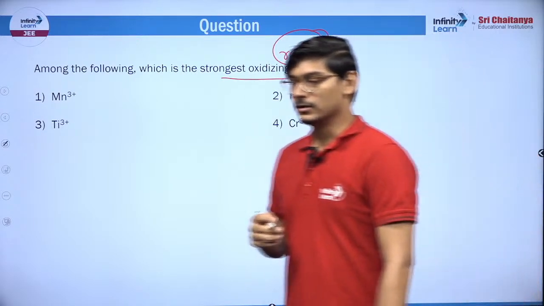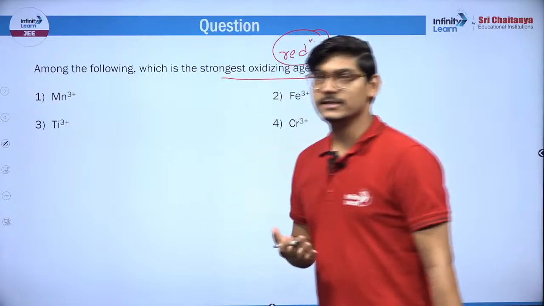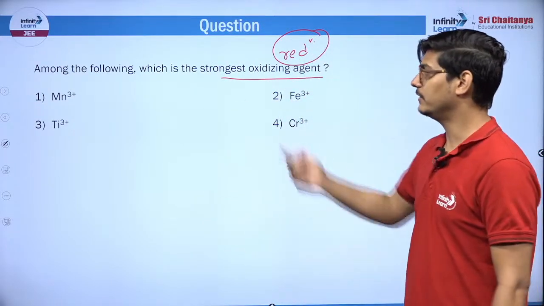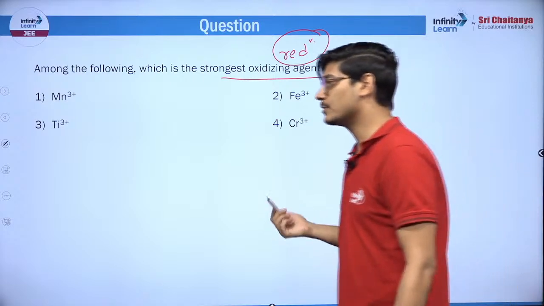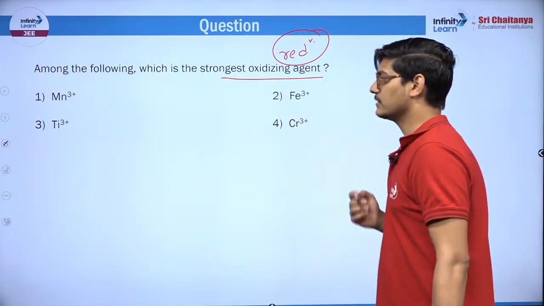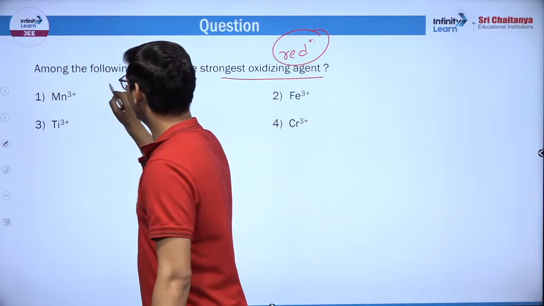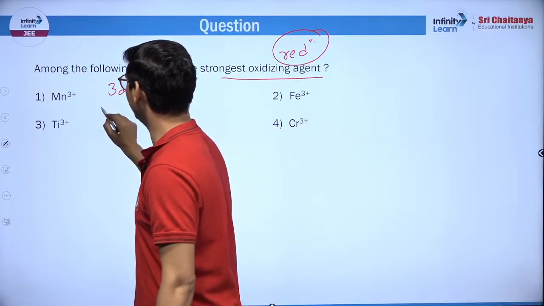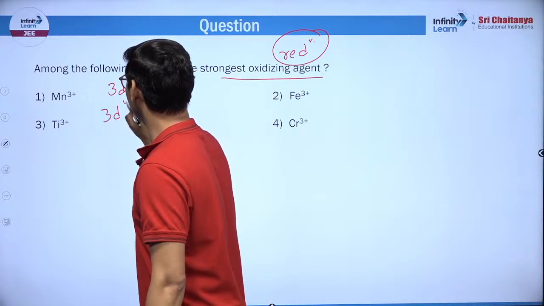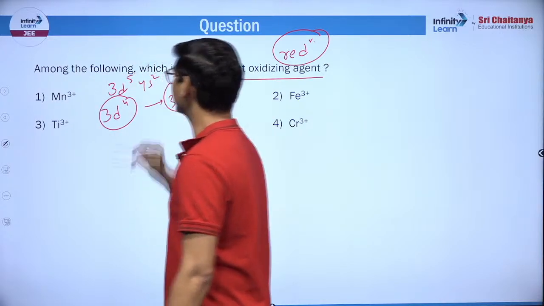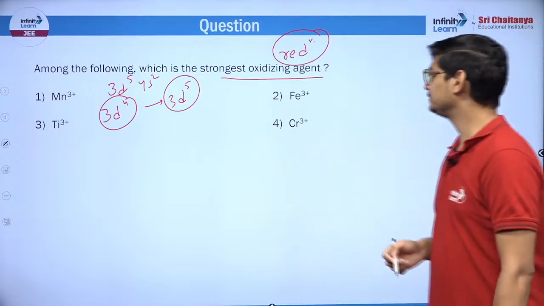Now the oxidizing tendency is directly proportional to reduction potential. So the one having the highest reduction potential will be the correct answer. And of course, if you look up the values, you will find that it is true for Mn3 plus, right? But we can also find that out. Manganese configuration is 3d5 4s2. For Mn3 plus, you remove 3 electrons, it has 3d4. Of course, it will strongly want to reduce back to 3d5, right?